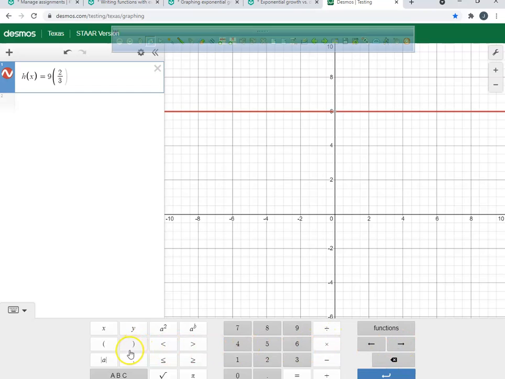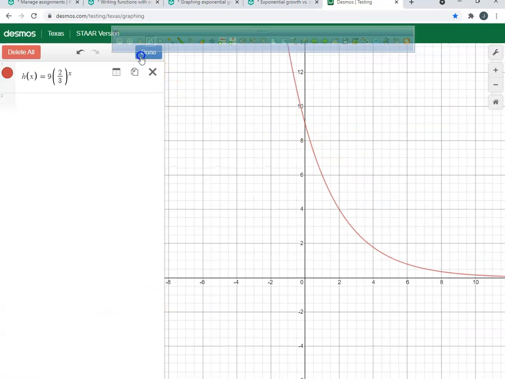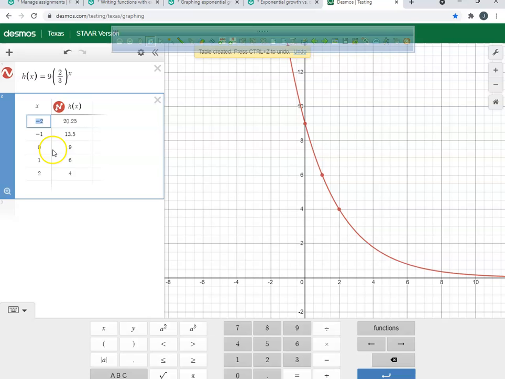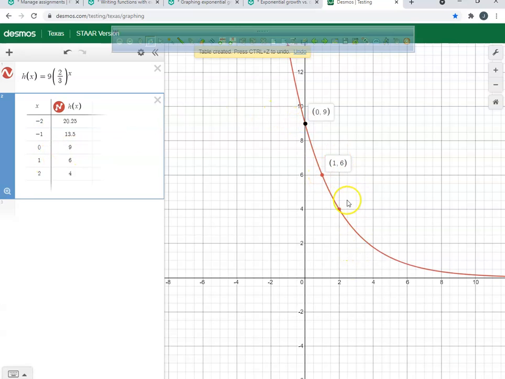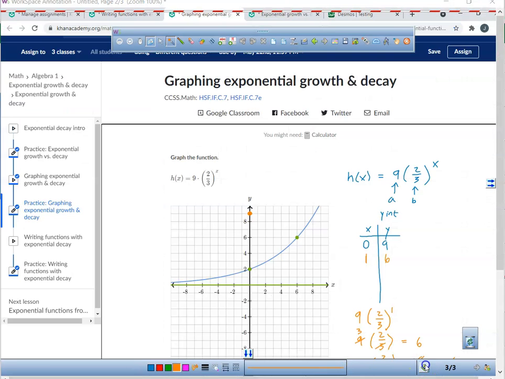Go to the right, close parentheses, the power of x. All right, so there. Then you can check your points and go, hey, I'm checking my points. There's a 0 and a 9 and a 1 and a 6. So you could plot them without having to do it in your head. Okay, so that's what I did. In case you're wondering what I did, that's what I did without Desmos.